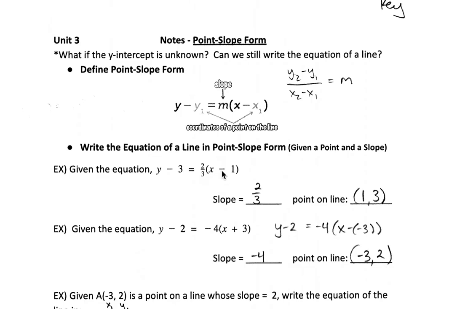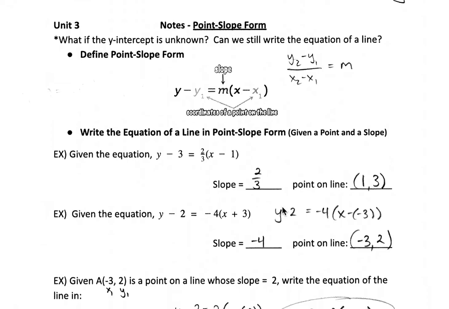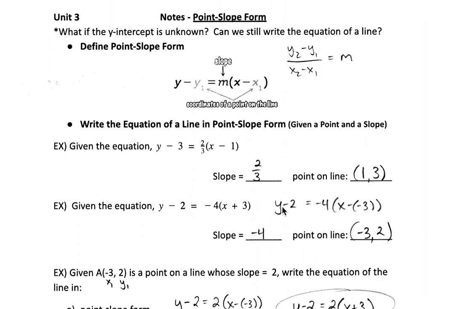So if I see x minus 1 here, I've got to think the opposite, and my x coordinate is going to be positive 1. Or here, if I see y minus 3, I want to think the opposite. So I'm going to write a positive 3 for the y coordinate. And that's going to help us when we see this next example.